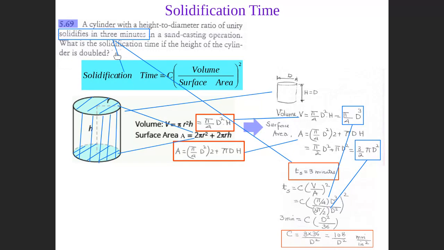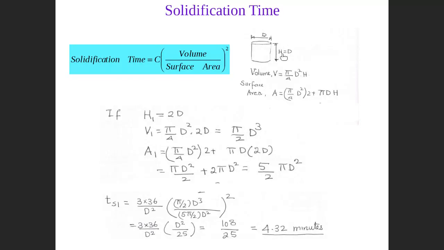The question is, what is the solidification time if the height of the cylinder is doubled? Now we need to know what is the solidification time in the second case when the height equal to 2d. When the height equal to 2d, then you go to this one, in case of h equal to 2d, the second case.